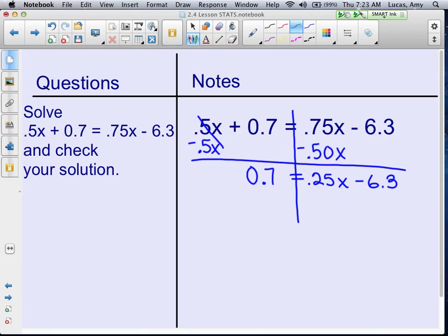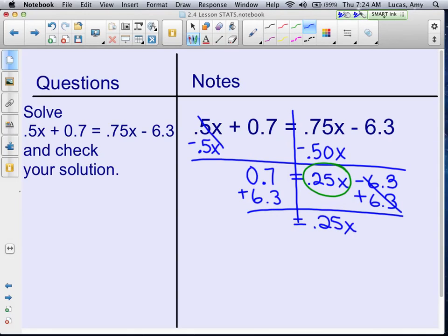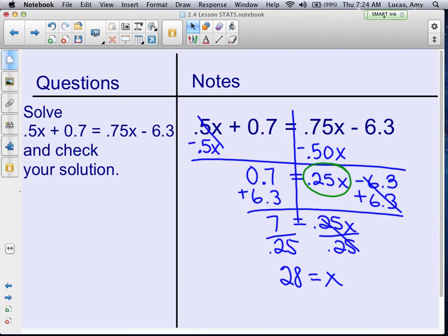Married couple has my variable and my quarter, so I have to add 6.3 on both sides. So 0.25x equals 7. Now 7 divided by 0.25, that's like asking yourself, how many quarters are in $7? Well, there's 4 quarters in $1, so that means that there's 28 quarters in $7. Don't be afraid of the problem if it has decimals in it or fractions in it.